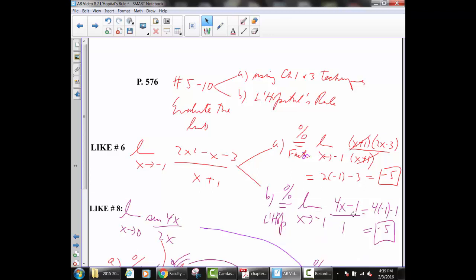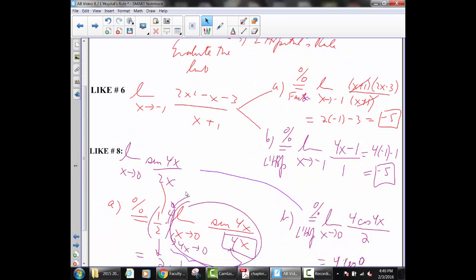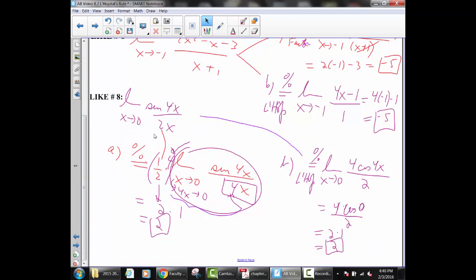The other way of doing it, which is faster, is to go, oh, look, substitution yields 0 over 0. I can use L'Hopital's. It's equal to the limit as x approaches negative 1 of the derivative of the numerator over the derivative of the denominator. Substitute in x equals negative 1, you get the same answer. Same idea here.